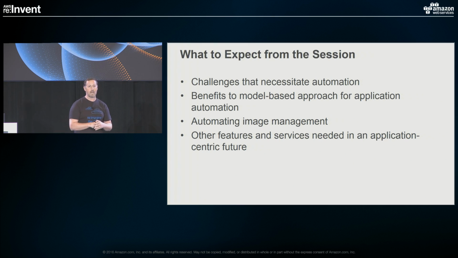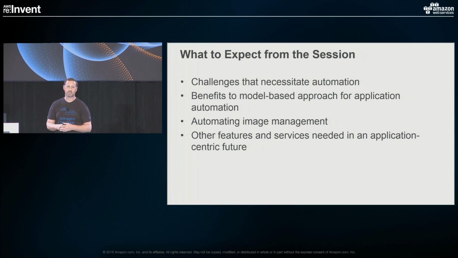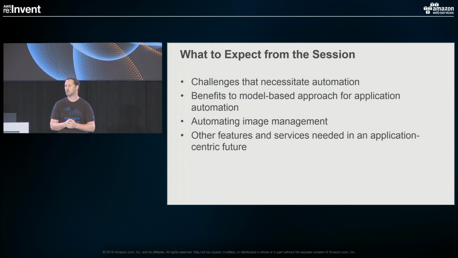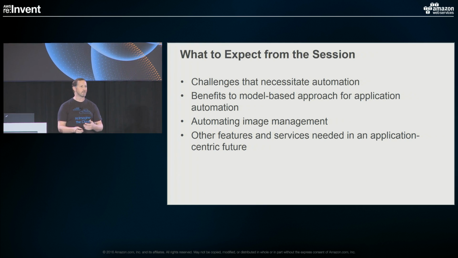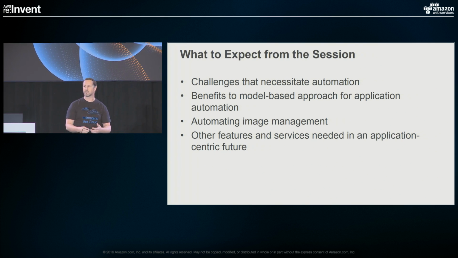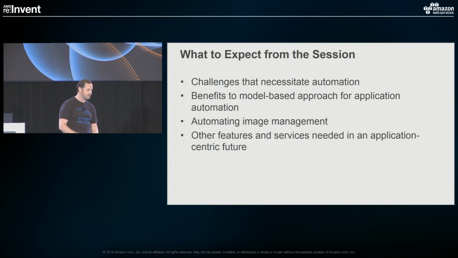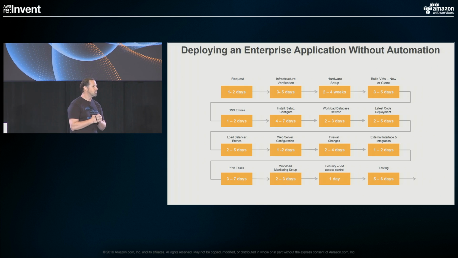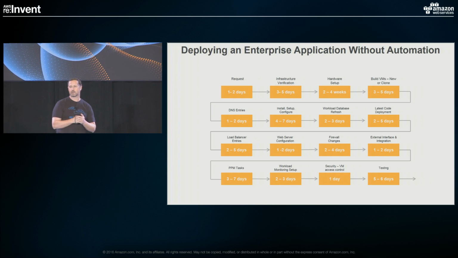As you start using a lot of places, we get into the concept of image management and having to have your right approved images in all these different places. And we have a lot of other features when we're talking about an application-centric kind of world, because a lot of times your end users, your lines of business, they don't want a virtual machine or a virtual NIC. They want an outcome, a business outcome. Usually that's an application. So what does it look like to deploy an application without automation?